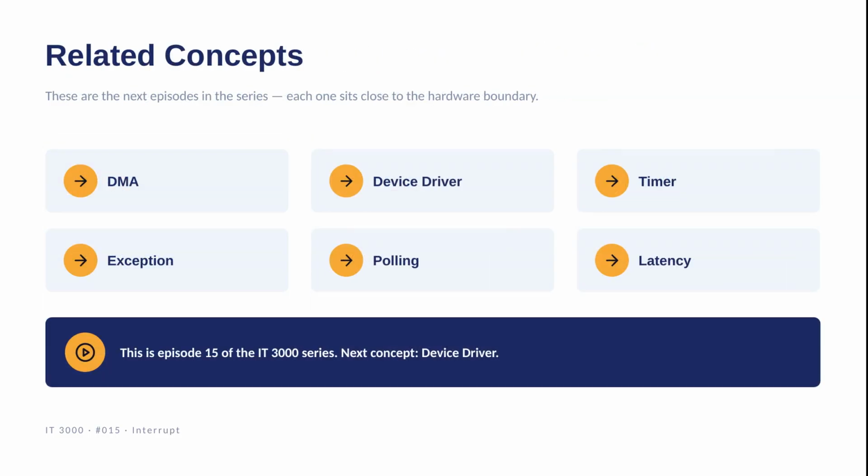If any of this sparked curiosity, the good news is that interrupts sit at the center of a whole neighborhood of related ideas. DMA and polling we've just touched on, but there's also exceptions, which are basically interrupts the CPU raises on itself, timers, which are how the OS gets its heartbeat, latency, which is how we measure whether all this machinery is actually fast enough, and device drivers, the code that turns a raw interrupt into something a program can use. That's where we're headed next.